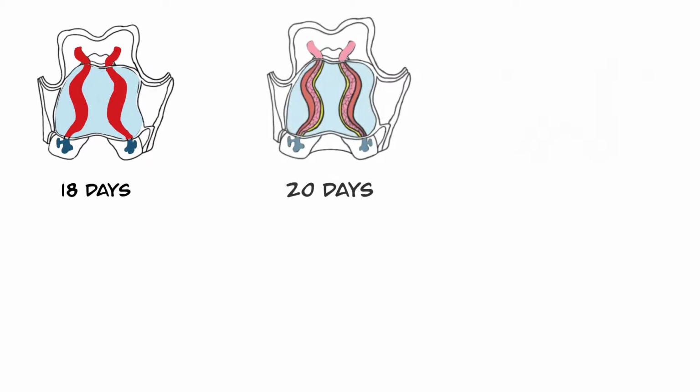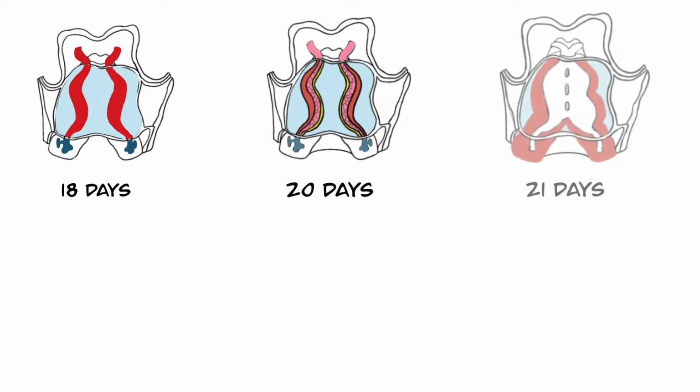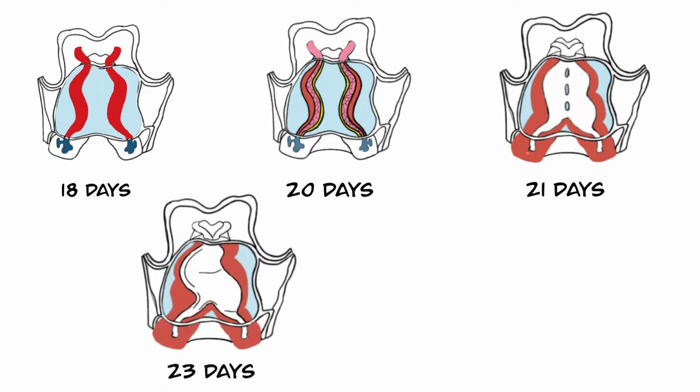Now on the 18th day, the endocardial tubes, which are in the form of two tubes, differentiate on the 20th day and begin to merge on the 21st day. And on the 22nd day, the merge will complete. And on the 23rd day, the heart is now in the form of a single endocardial tube.